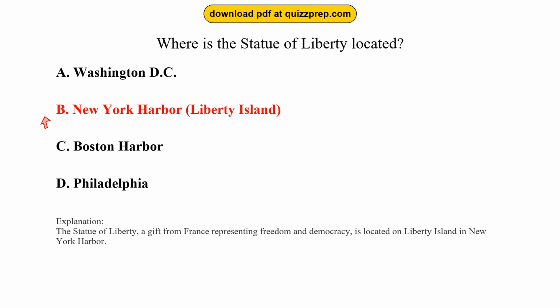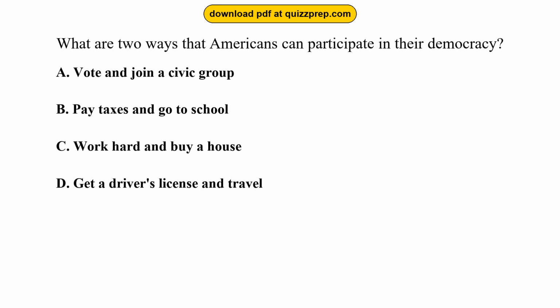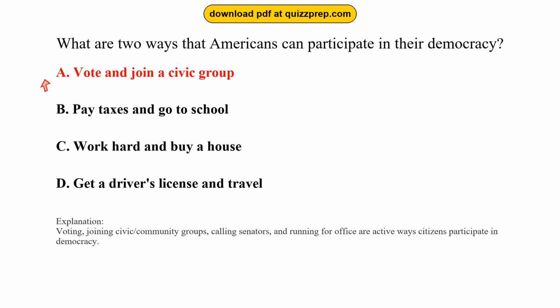Harbor. Question 2. What are 2 ways that Americans can participate in their democracy? Option A, vote and join a civic group. Option B, pay taxes and go to school. Option C, work hard and buy a house. Option D, get a driver's license and travel. The correct answer is option A, vote and join a civic group. Voting, joining civic/community groups, calling senators, and running for office are active ways citizens participate in democracy.